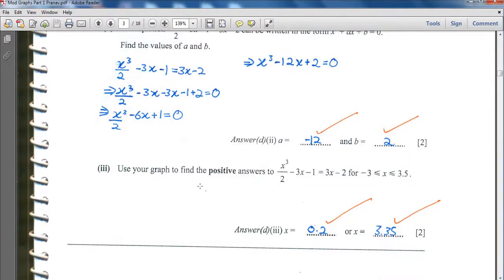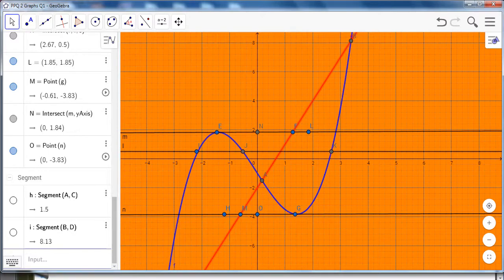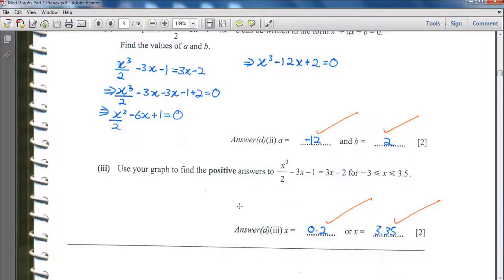It says use your graph to find the positive answers to x cube upon 2 minus 3x minus 1 is equal to 3x minus 2. So which means we are talking about the point of intersection of the curve and the straight line. Both the curve and the straight line are already plotted on the graph. So what we can do is have a look at the graph and accordingly answer. So there we are. That's the straight line and this is the curve. Now a point to be noted over here is we are looking only for the positive answers. So which means we need to find out only the points of intersection for which x is positive.